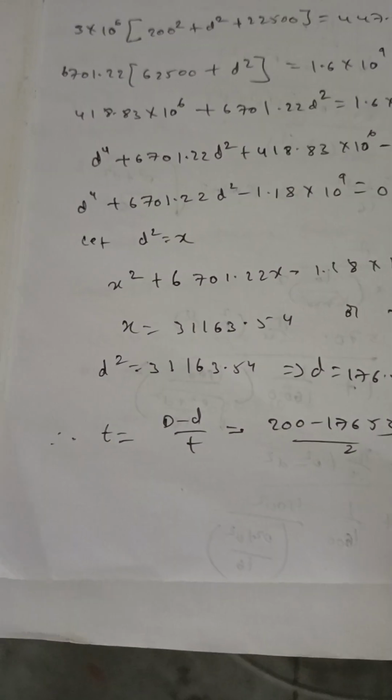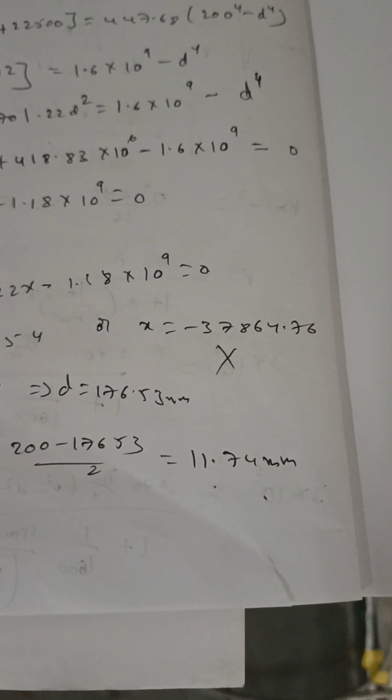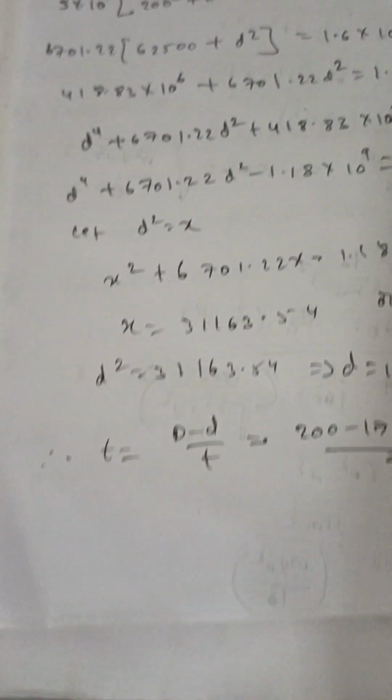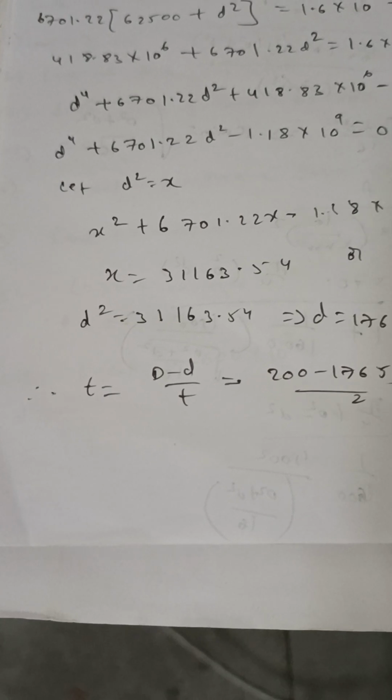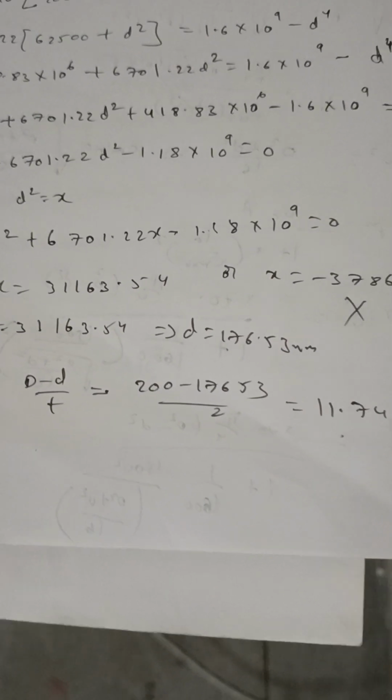So x we will get as the roots, 31163.53 and x equal to a negative value. My internal diameter can't be negative, so we can cancel this negative value. Then x equal to 31163.54, that is x means d square. So d square equal to 31163.54. So d is under root 31163.54, that is equal to 176.53.